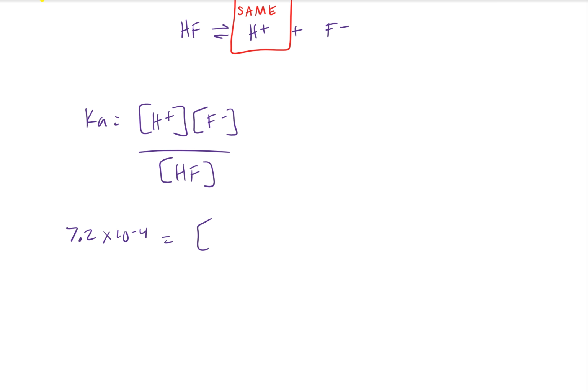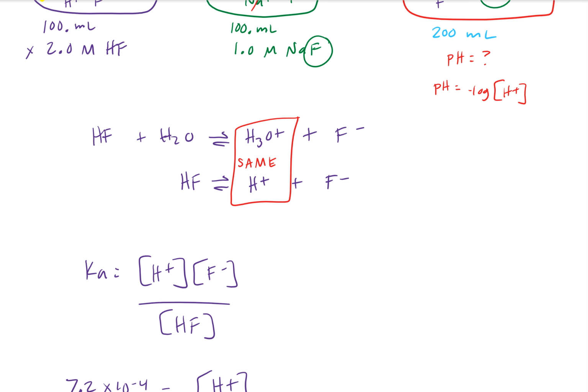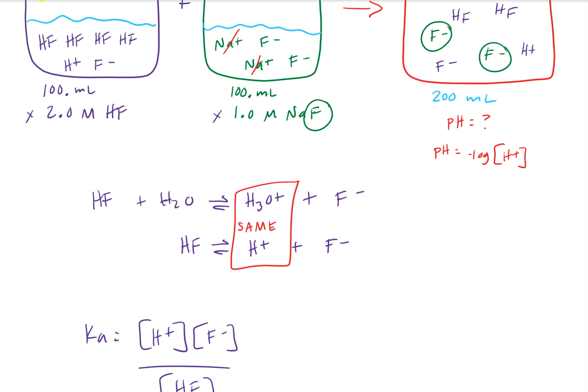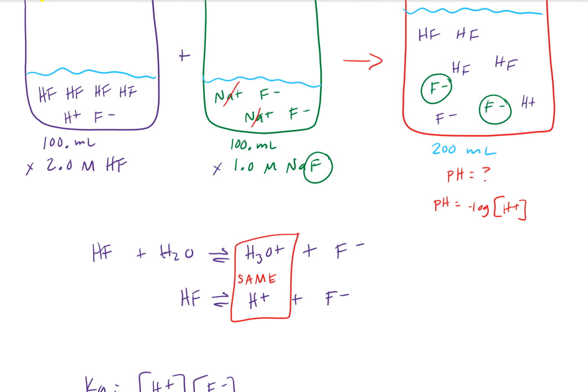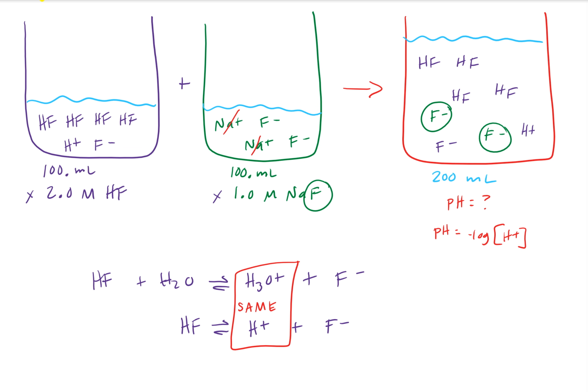I don't know H plus, that's what we're solving for. But there is a way for me to calculate the concentration of fluoride and the concentration of hydrofluoric acid. And it is not the 2 molar and not the 1 molar. I can't use those molarities because I need to know the concentration of fluoride in the new solution and the concentration of hydrofluoric acid in the new solution, the resulting solution. So I have to calculate the new molarity of HF and F minus in this new solution.